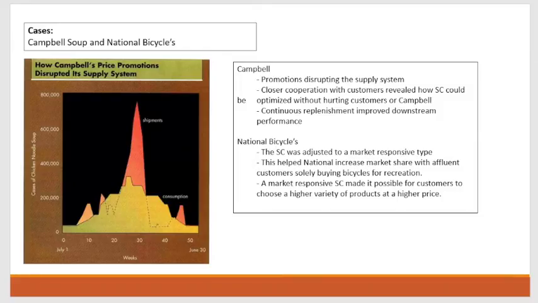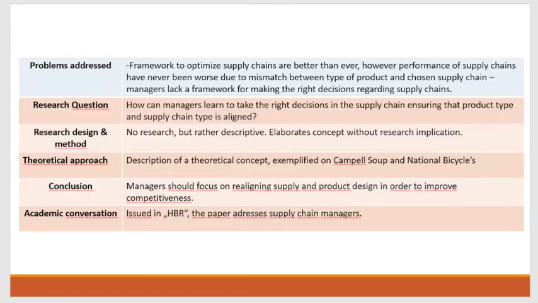National Bicycles, on the other hand, did the opposite, went from a very efficient supply chain to a more responsive one, because they started focusing on a new segment in the market that wanted a higher variety of different bicycles, but also at a higher price. So in the end, the conclusion of this article is that managers should really just focus on realigning their supply and product design in order to improve their competitiveness. The article was issued in the Harvard Business Review and it addresses supply chain managers.